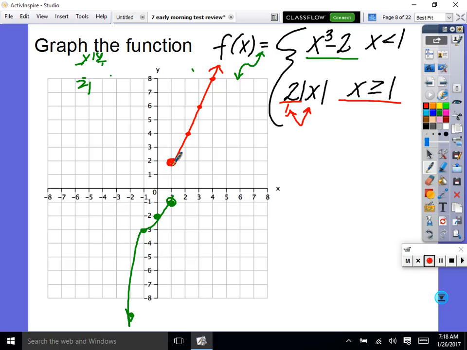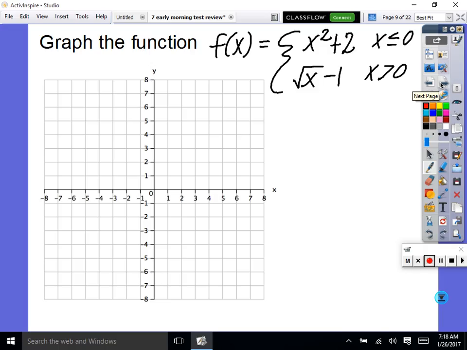Okay, cool. Next one, graph the function is also a piecewise function. Look, x squared plus 2. So you'd say, oh, that's a parabola. This one shifted up 2. So I go up 2, correct? You could just plot points. Let's plug in 1. 1 squared is 1. 1 plus 2 is 3. So over 1 up 3. Let's plug in 2. 2 squared is 4. 4 plus 2 is 6.